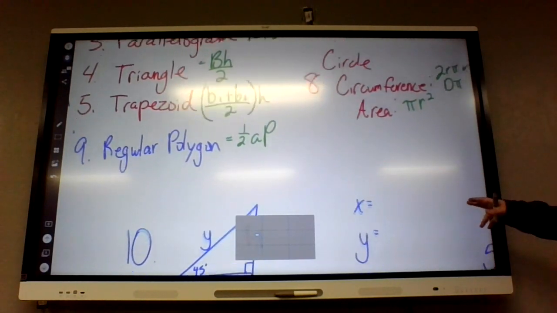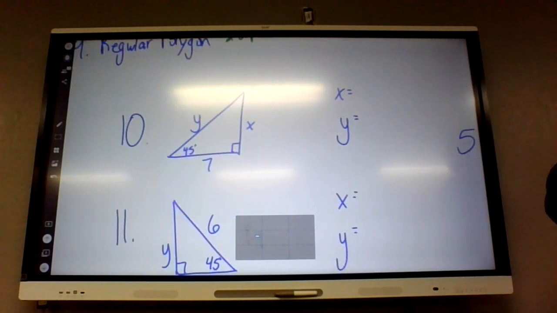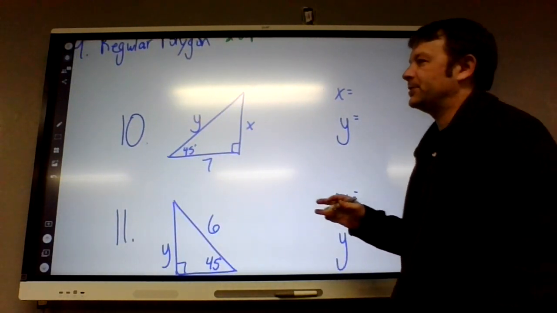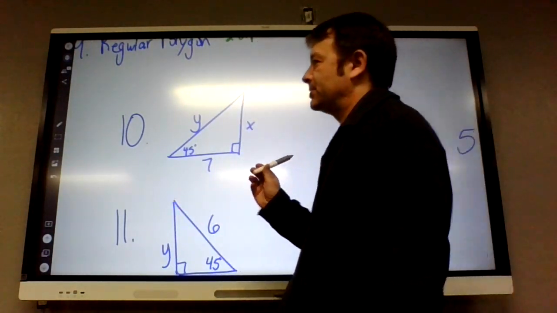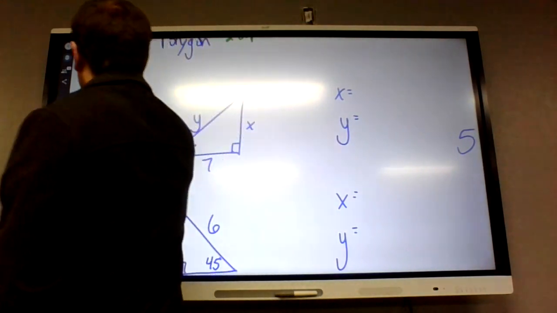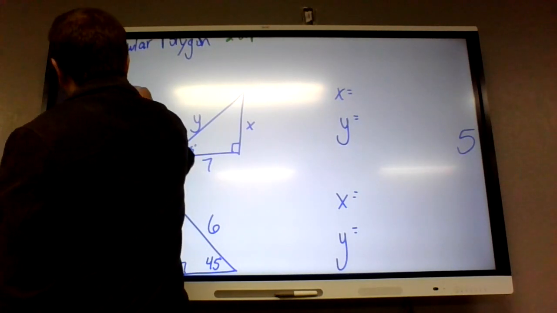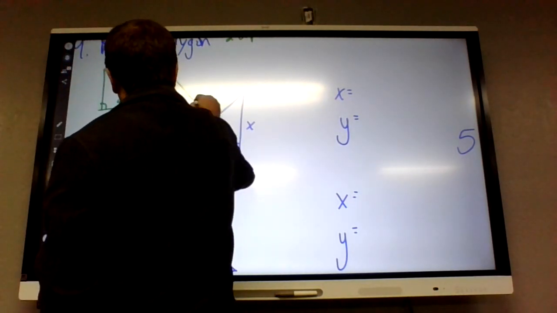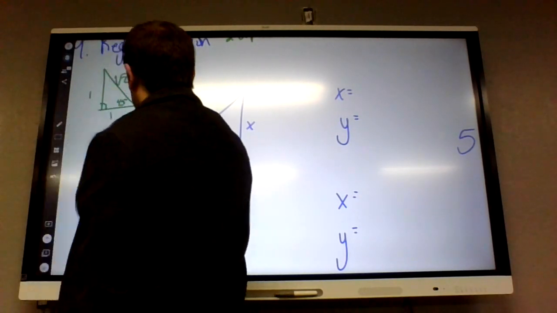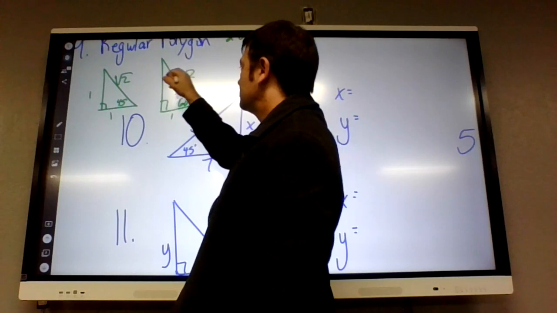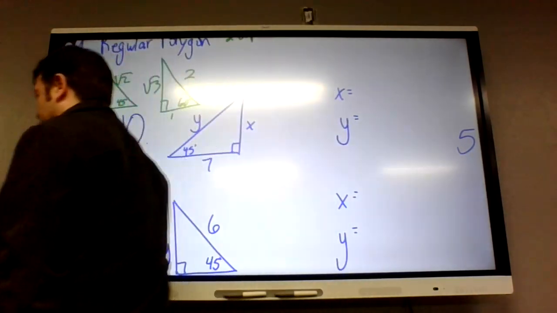Okay, so on the next section, I didn't put any fill in the blank for the special triangles. So what I'm going to do is have those special triangles up on the board. What's the ratio of the sides for 45, 45, 90? 1, 1, square root of 2. And a 30, 60, 90? 1, square root of 3, 2. Okay, so it looks like that. So I'm just going to have these two triangles on the board.